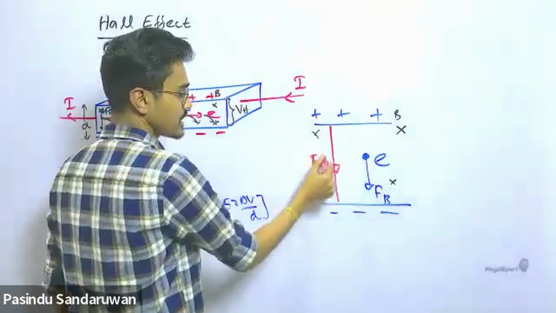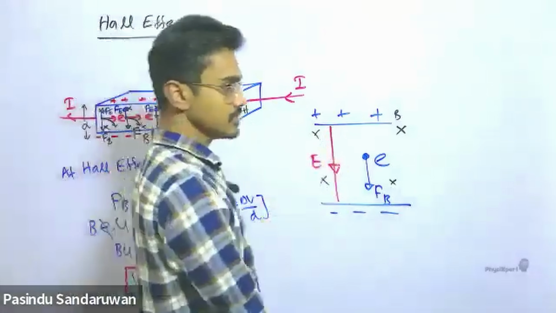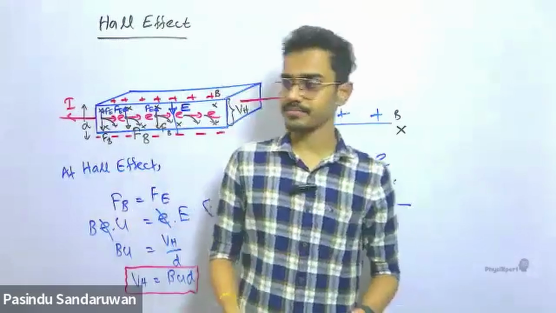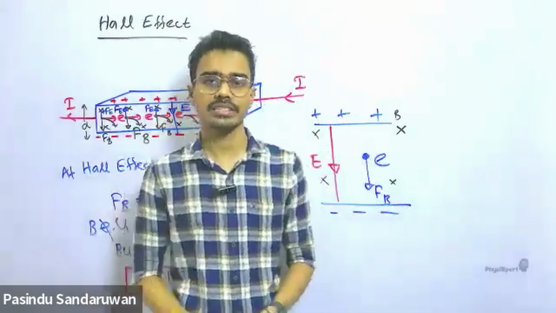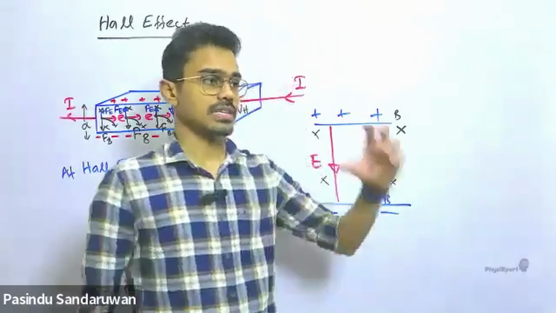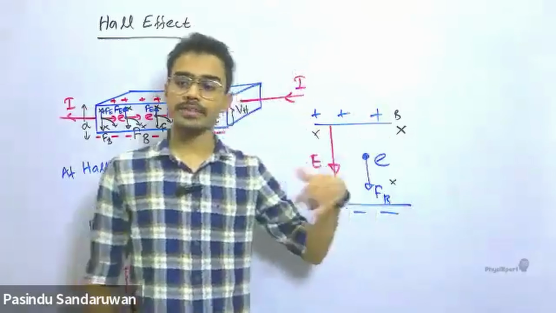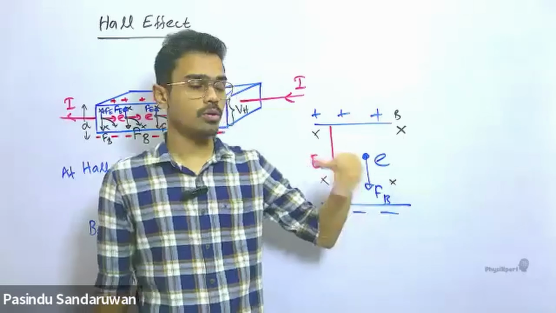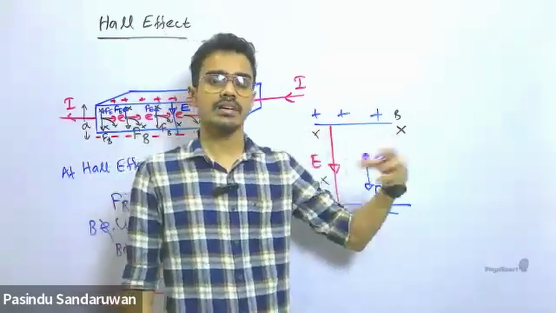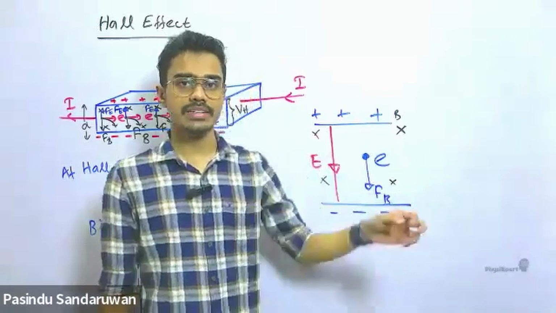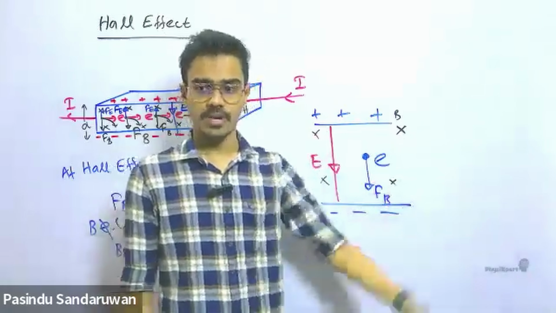Because of the potential difference, it creates an electric field again. Now, since there is an electric field, for all the new electrons going through, current is continuously flowing. When current flows, electrons keep on coming.